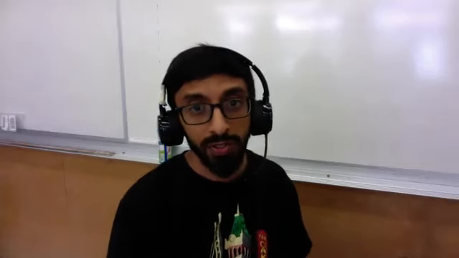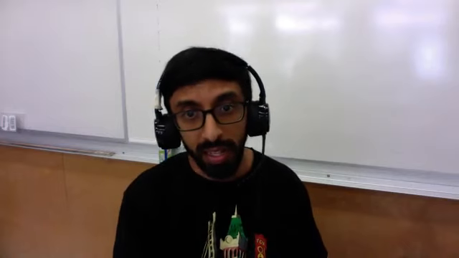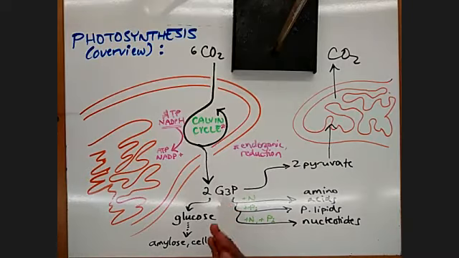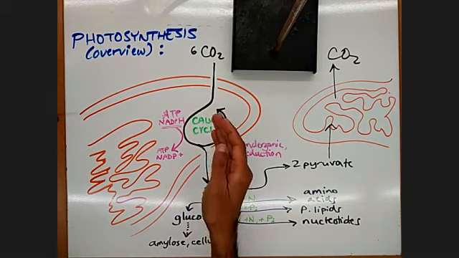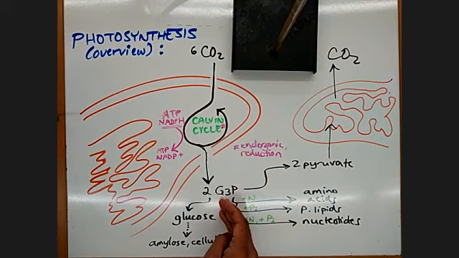Hi folks. So today we're going to talk about the light reactions of photosynthesis. Before we get into that, let's quickly review what we learned last time, which is that the purpose of photosynthesis is to generate sugars, specifically a sugar known as G3P.